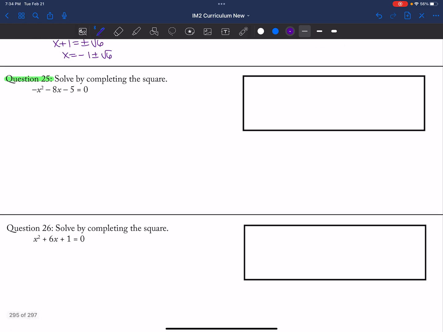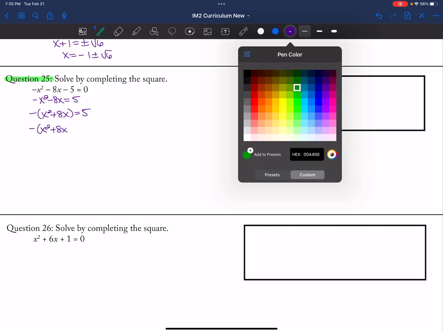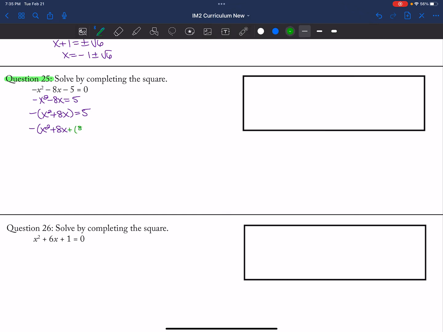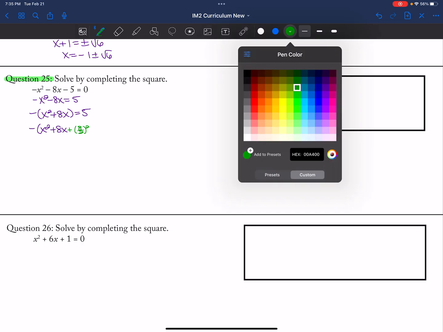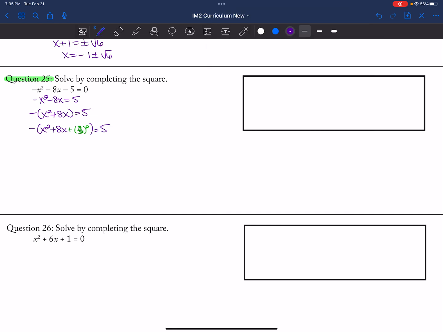Okay, and now we are going to get to questions where the number in front of x squared is not 1. It could be negative 1, it could be a different number. So the first thing we do is we move my 5 to the other side. Okay. Then I'm going to factor out a negative 1. Now what I'm going to do is take half my b term and square it. So I have plus 8 over 2 the quantity squared, and this is equal to 5.